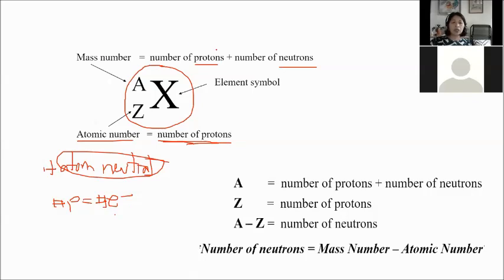Now, to compute for the number of neutrons, mass number is given. So, i-deduct dyan yung number of protons or the atomic number. That's why we have A minus Z to compute for the number of neutrons. So, neutrons, therefore, is equal to mass number less atomic number.